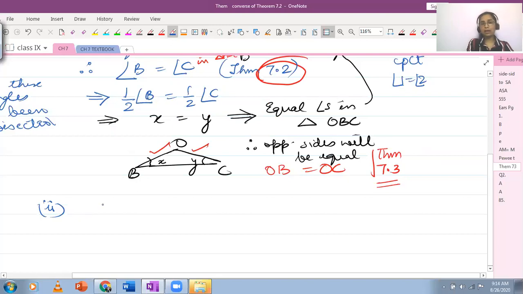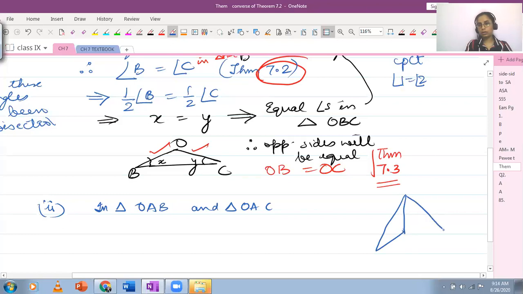So second part, I am taking triangle OAB and triangle OAC. If you want to draw a rough figure on this side for observation, this is A, O, B, and C. I'm going to mark what's given to me. This is given. These two are equal, and you can take the common side. So OA equals OA. This is the common side.